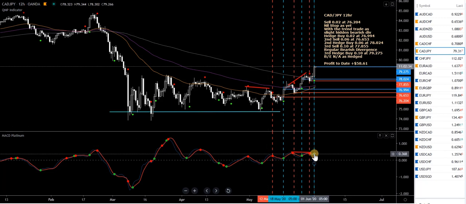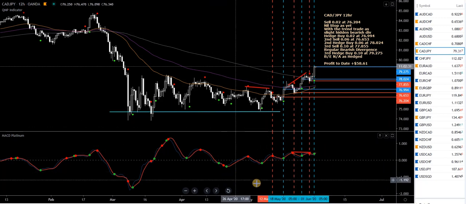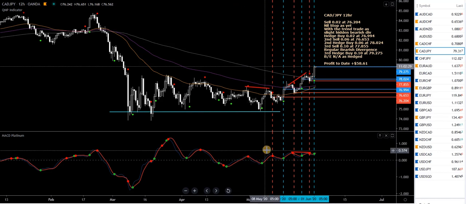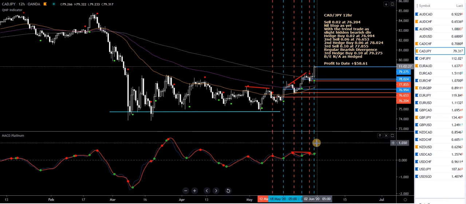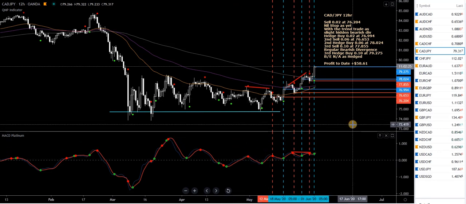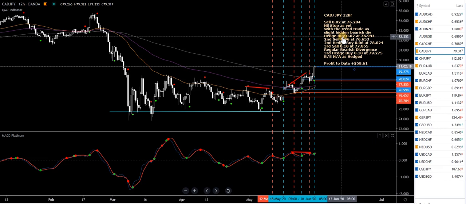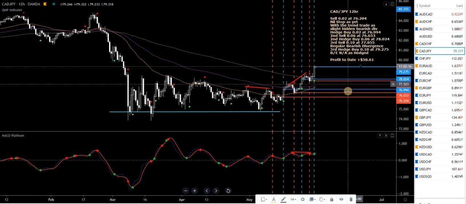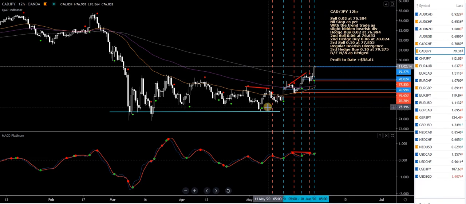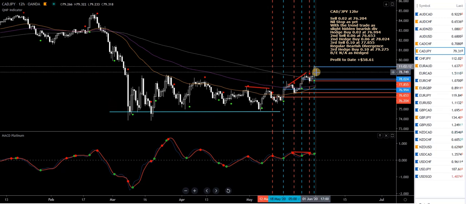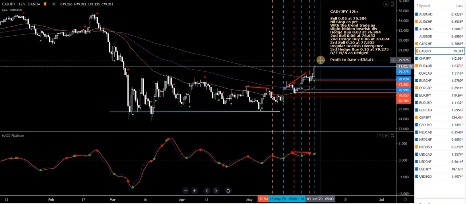MACD Platinum's above the zero level, which is a zero lag MACD. When it's above the zero level, I'm looking to sell. So it's a reversion to the mean type system, I guess you could call it. So at the moment, we're just hedged with lots of trades on. So we're not losing anything, but we're not making anything. We're losing probably a bit on the spread, the swap, overnight interest. But yeah, big move up on that.